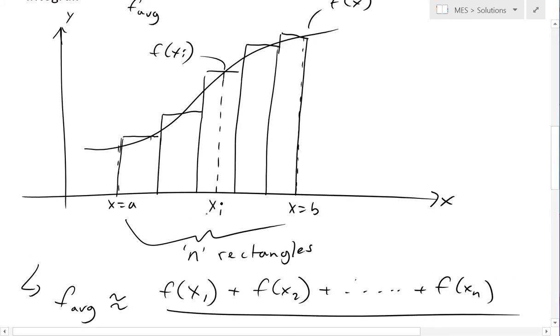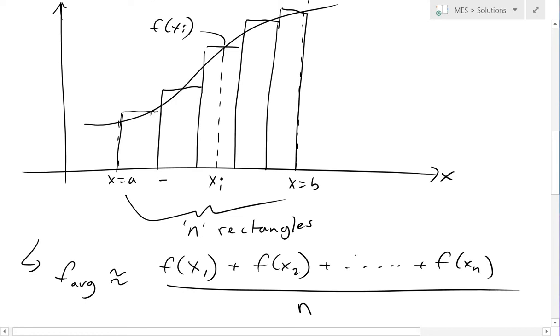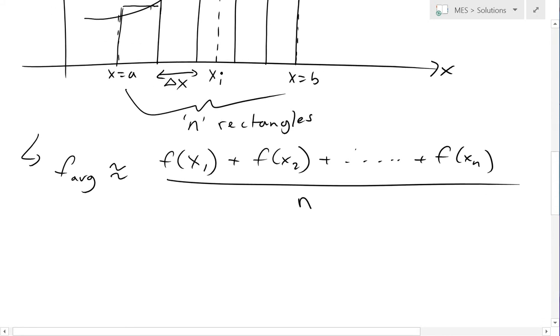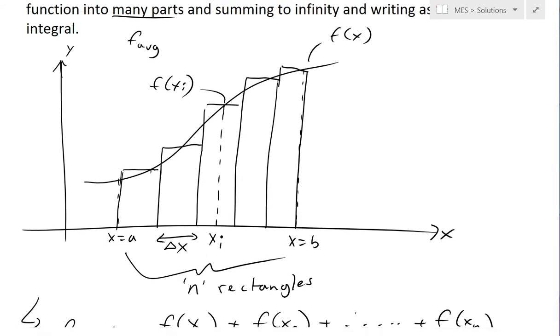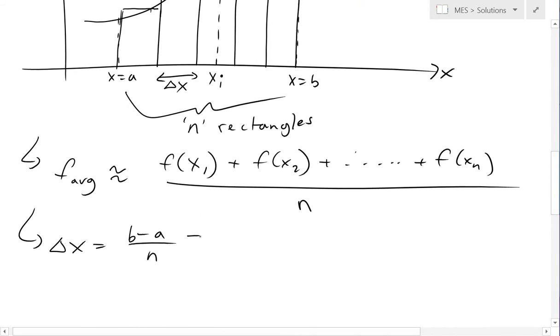But in this case we could write n in terms of the width of each rectangle, which is delta x. The width is all the same, so delta x will just be this length divided by n. So delta x equals b minus a divided by n, which is the total width divided by n, and then you get the individual widths.